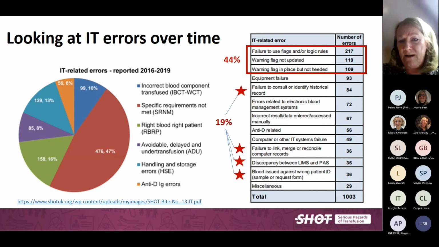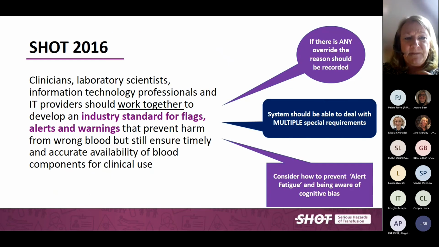And then, of course, the other IT things that you get are where the systems aren't joined up properly. So the information is there, but it's not necessarily on the system that you're working on. There might be discrepancies between your laboratory and clinical systems, or you may have records that have not been linked or merged or reconciled in some way. So that's nearly another 20% of errors are due to these sort of things. So that's what we need to be concentrating on when we want to get it right.